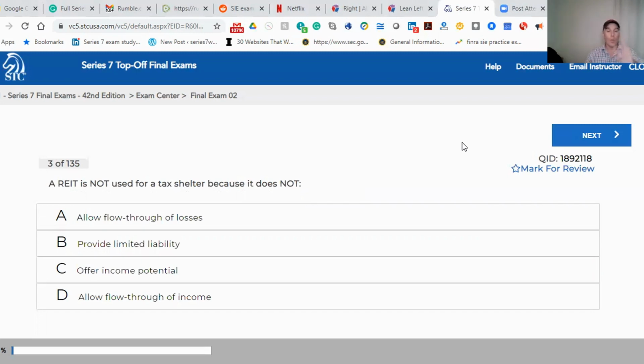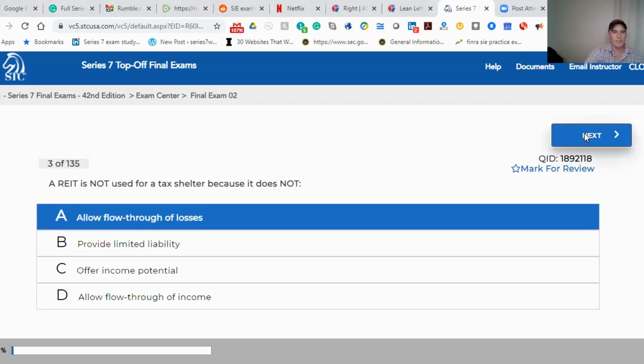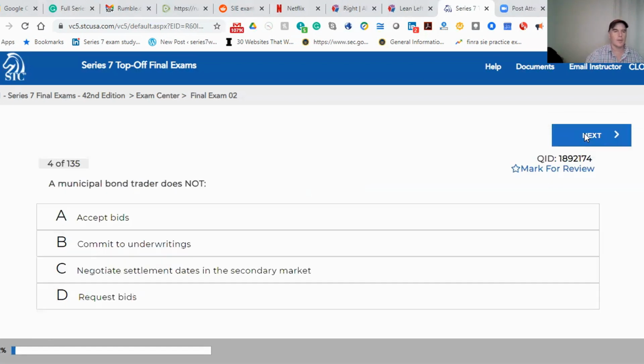You cannot do that. What real estate thing does allow for flow through of losses? That would be a real estate limited partnership, also known as a RELP. So let's try that one. Let's see if we're good. That's 3 down, 3 for 3. I'm going to lose one.